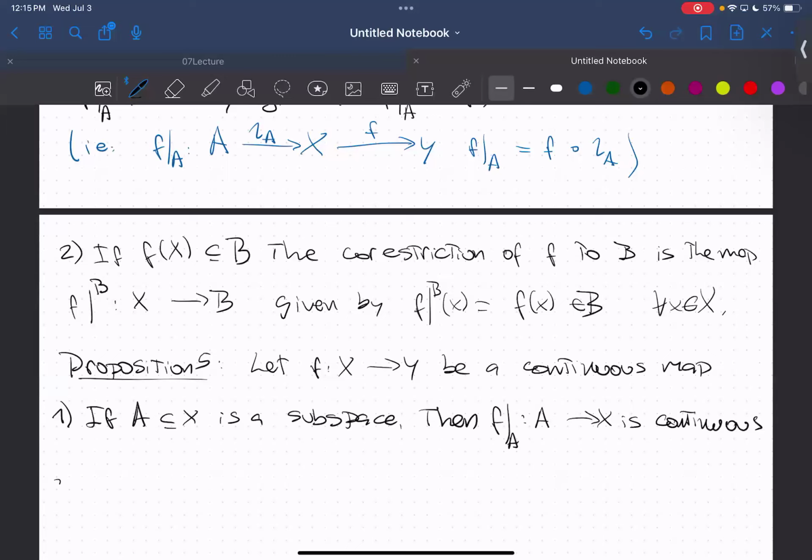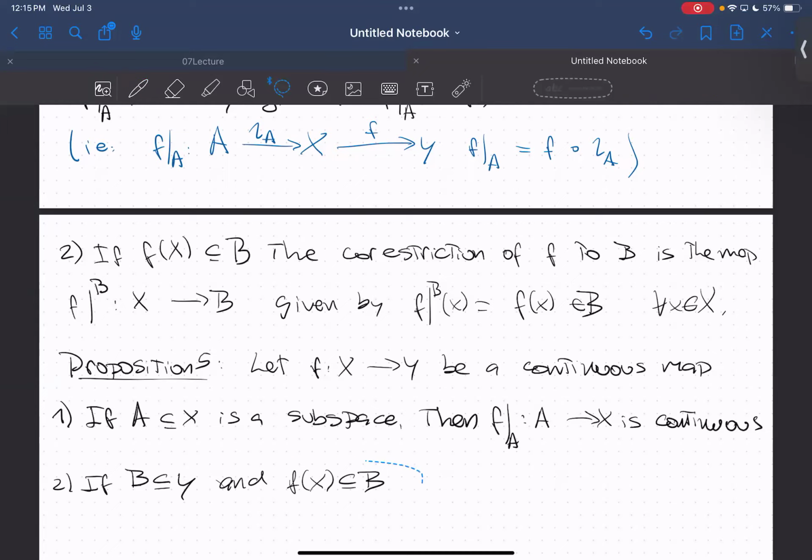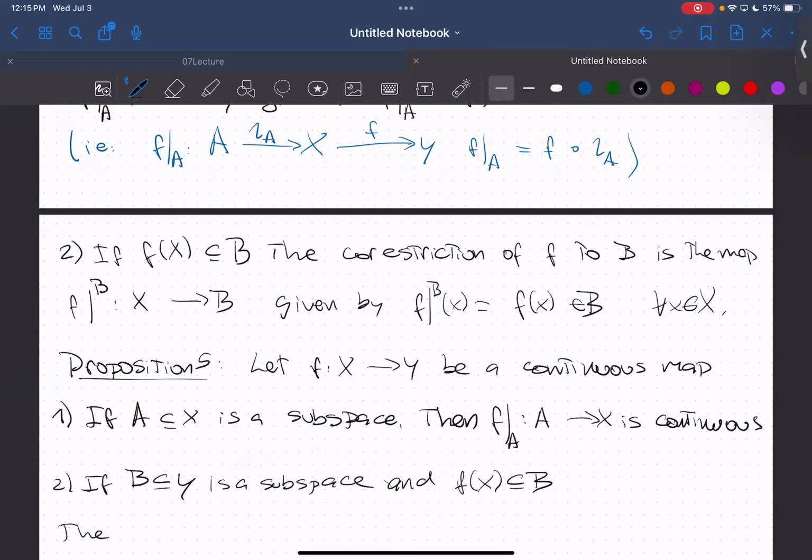And the second part here is if we have a subset of the codomain and we can co-restrict, maybe I should say this is a subspace. Once again, that only means I'm taking the induced topology. Then the co-restriction f to the b, which goes from X to B, is also continuous.